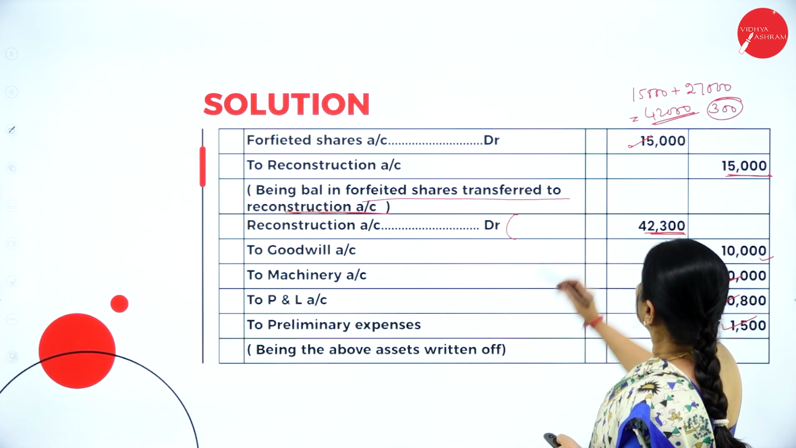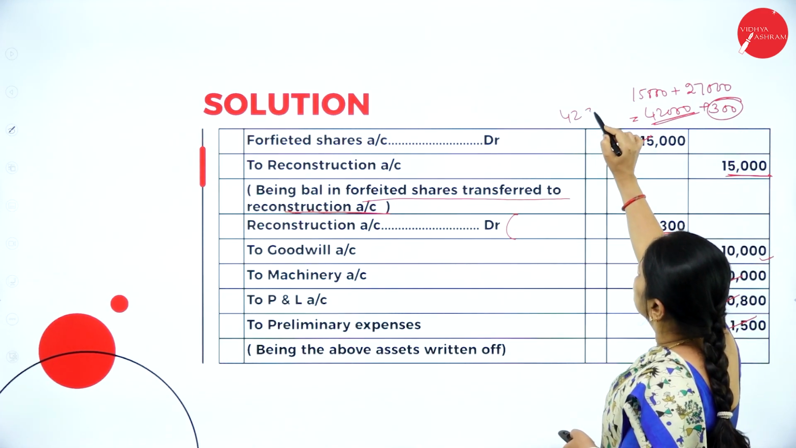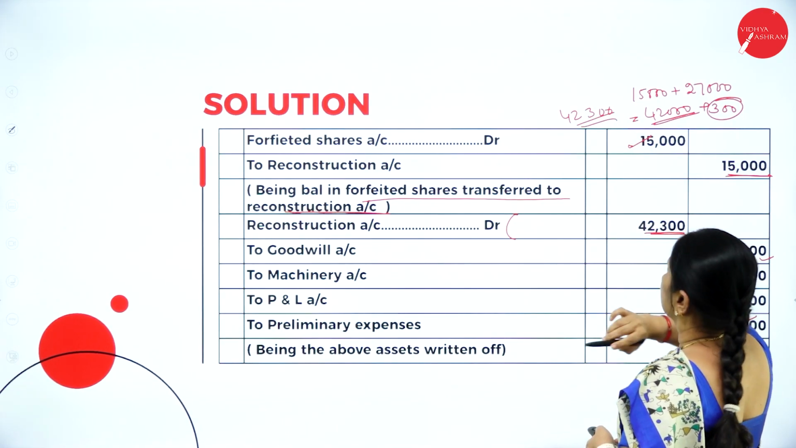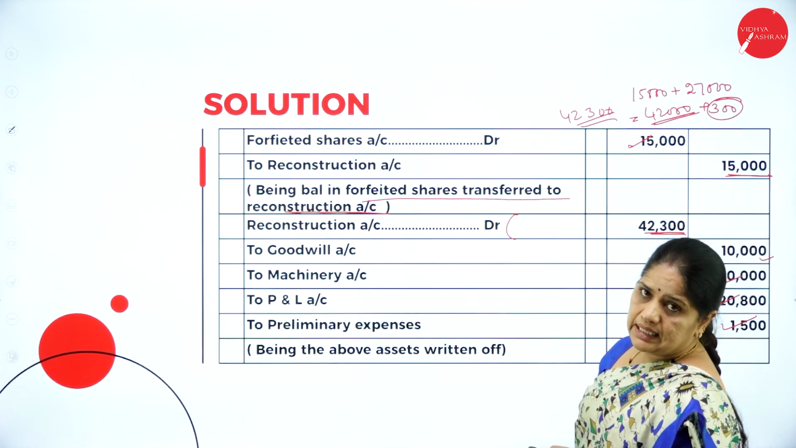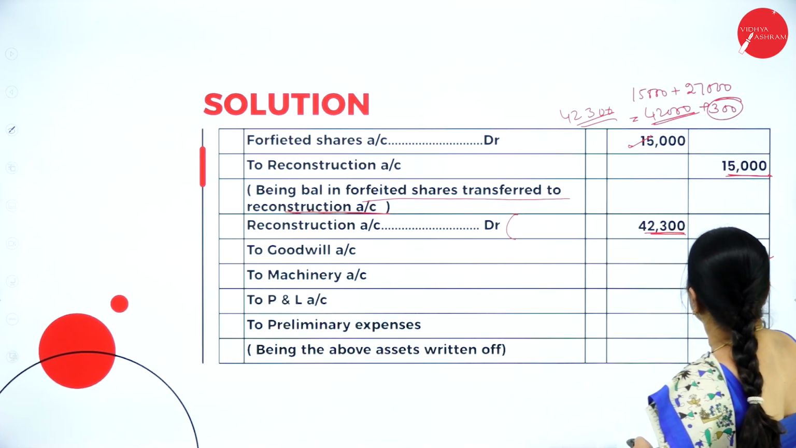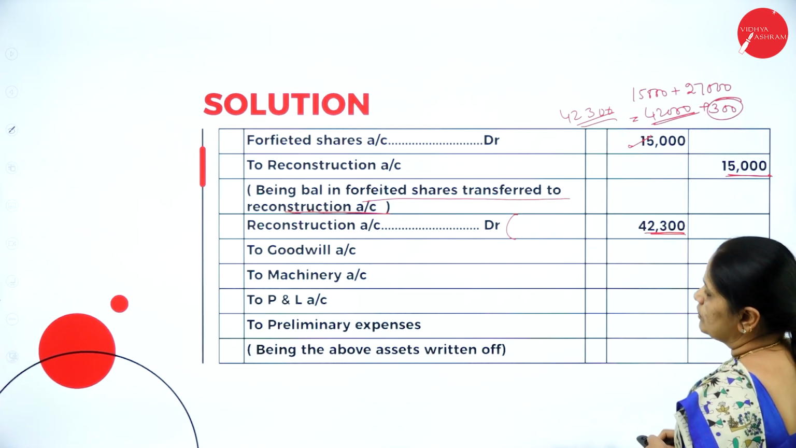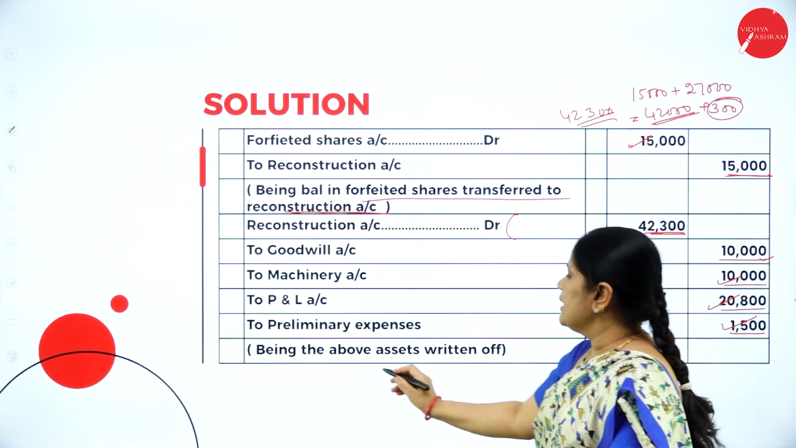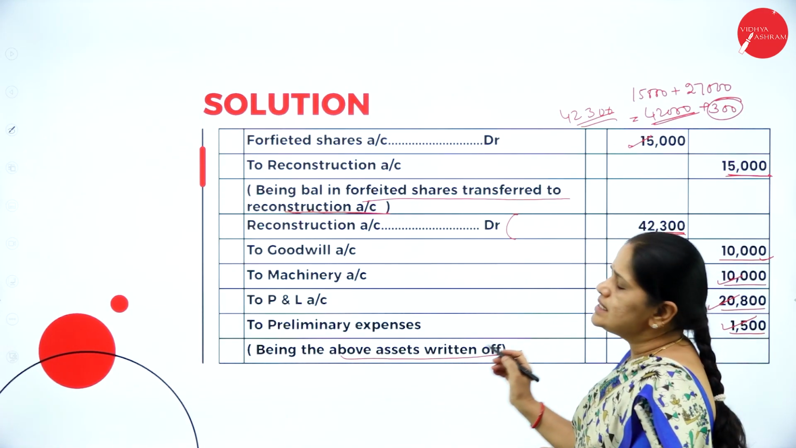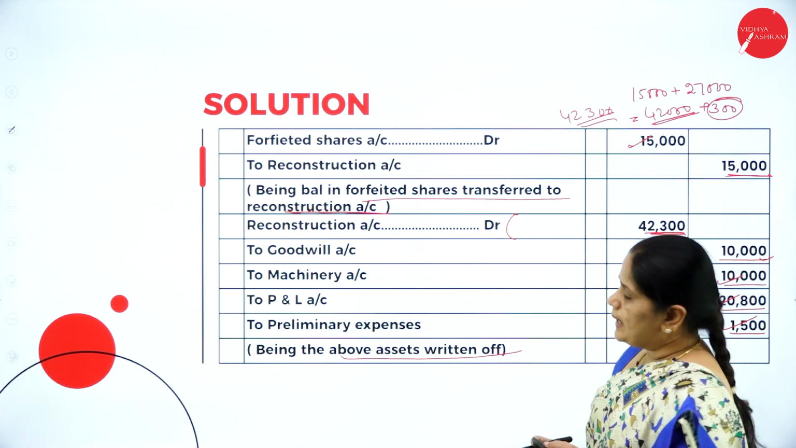So now this 42,000 plus 300, that comes up to 42,300. So reconstruction account debit 42,300. Now we are writing off the goodwill 10,000, machinery 10,000, P&L account 20,800, preliminary expenses 1,800, being the above assets written off. So we have written off all the previous losses of the company.